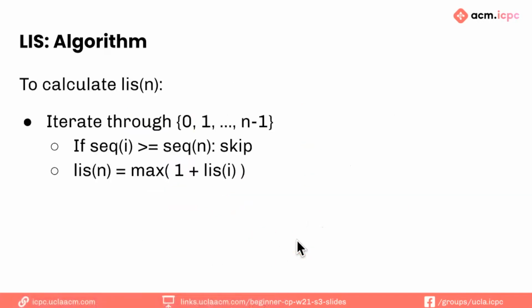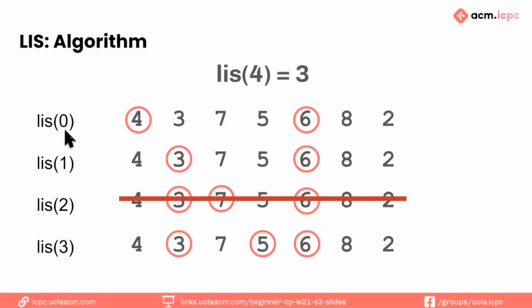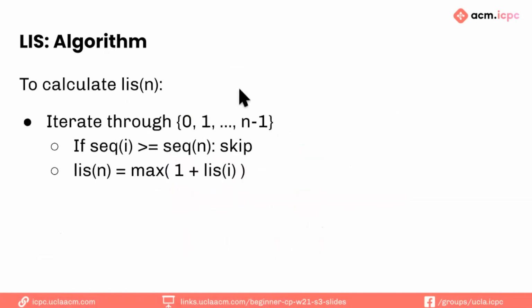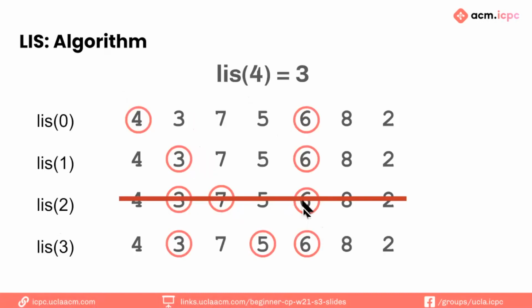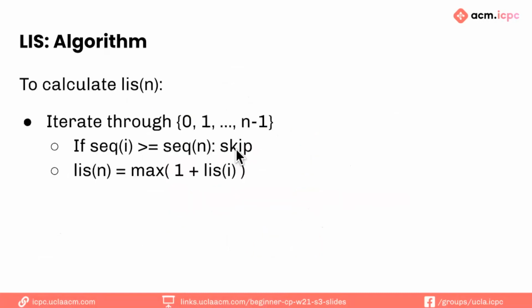Just to write this out in a little bit more math, to calculate LIS of n, you want to iterate through the numbers 0 through n minus 1. In this case that's iterating from 0 to 3, which is 4 minus 1. And then if sequence of i is greater than or equal to sequence of n, for example, if 7 is greater than 6, then you're going to end up with a sequence that's not actually increasing. So then you want to skip and ignore that case. Otherwise, out of all the other i's, i being from 0 to n minus 1, you want to consider the maximum of that LIS plus 1.